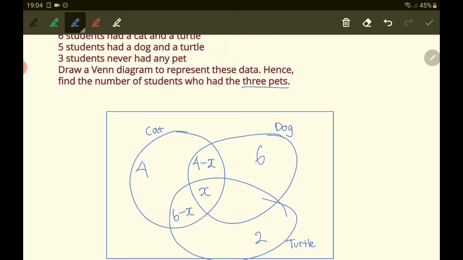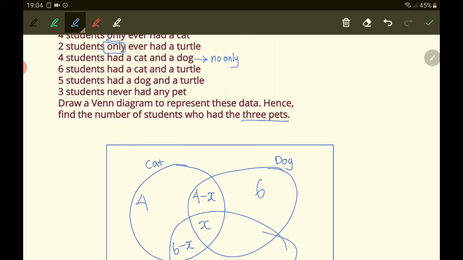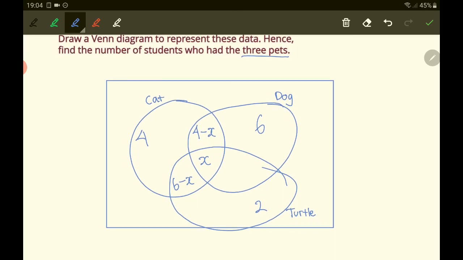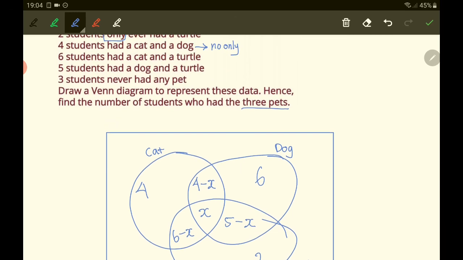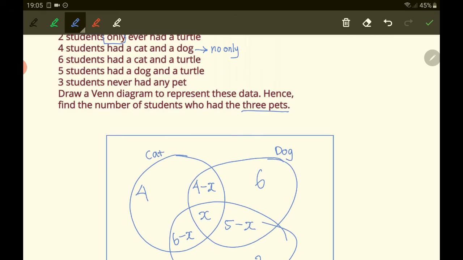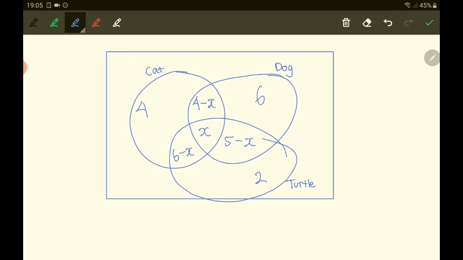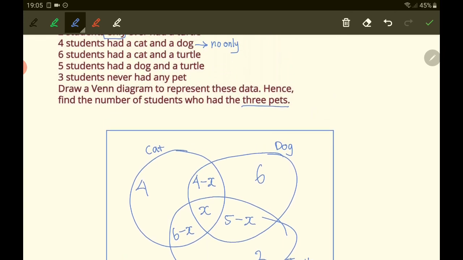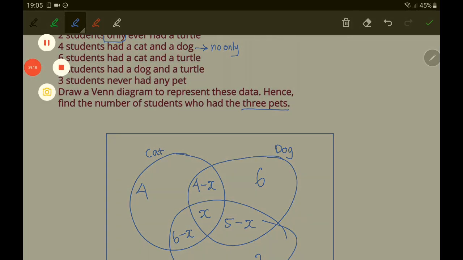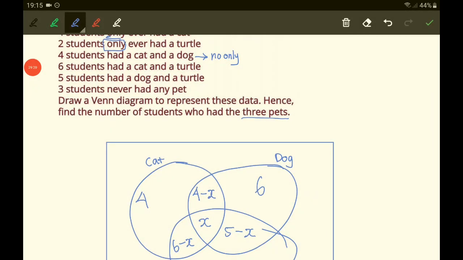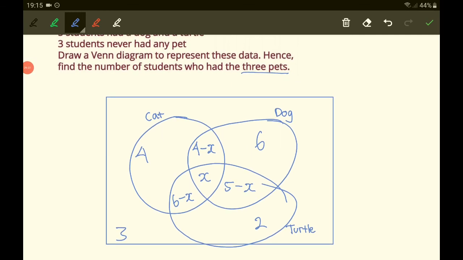Yeah, and next here is 5 students, dog and turtle. Okay, dog and turtle here is 5, and you also must minus it with x. Okay, yeah, and then 3 students never had any pets, so 3 students here is outside, so not in the circle. Okay, so 3 students has had nothing.